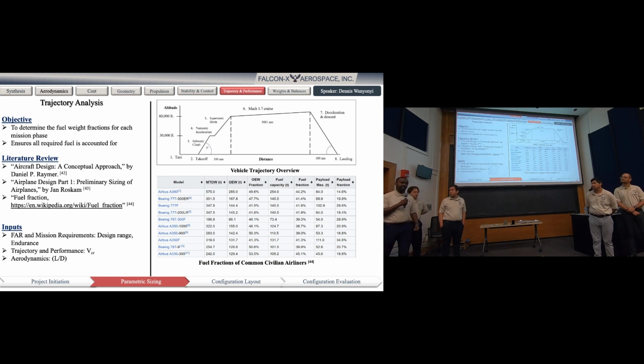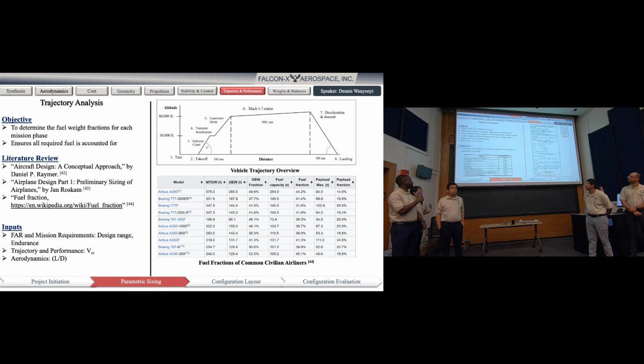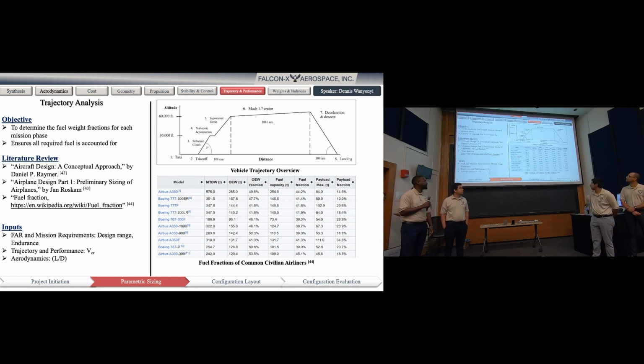Part of the responsibility of the trajectory and performance team is to generate a trajectory analysis. In here we generate the fuel fractions that the aircraft will be able to fly in the mission, and that will help in sizing the aircraft, in determining the maximum range that it can achieve, and it's incorporated into the sizing code. Those are some of the fuel fraction values for common civilian aircraft.